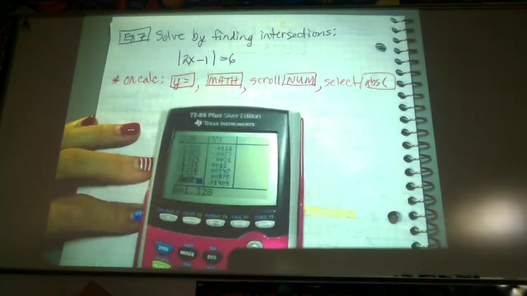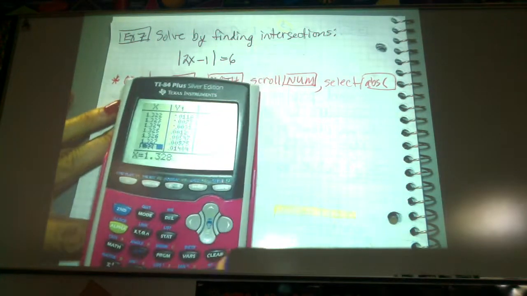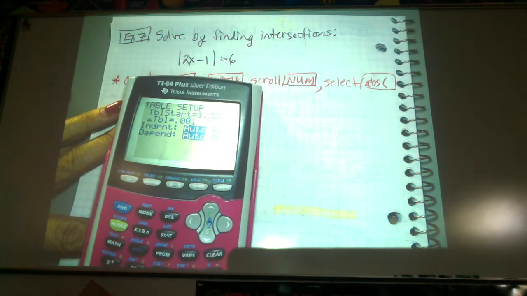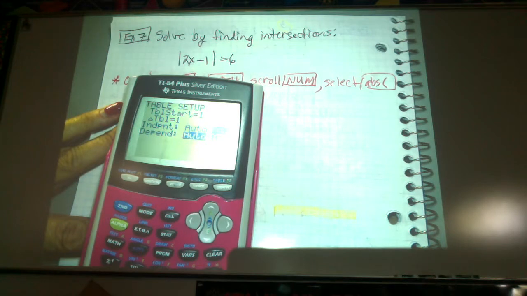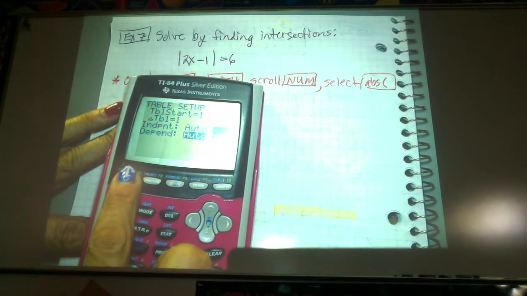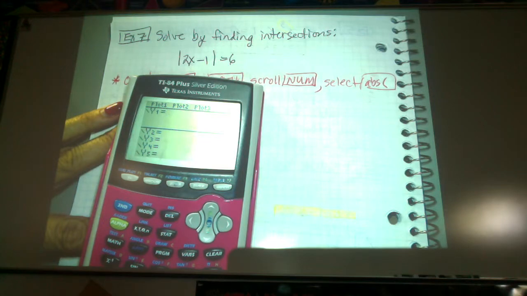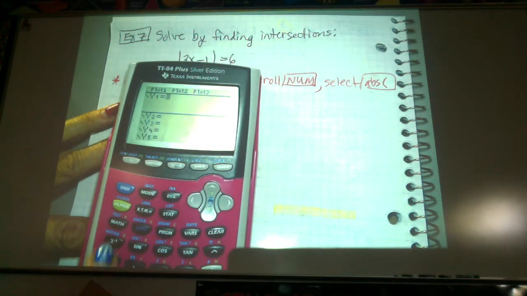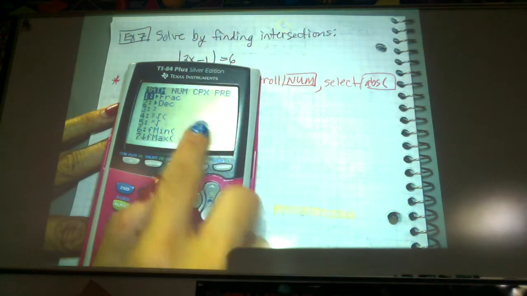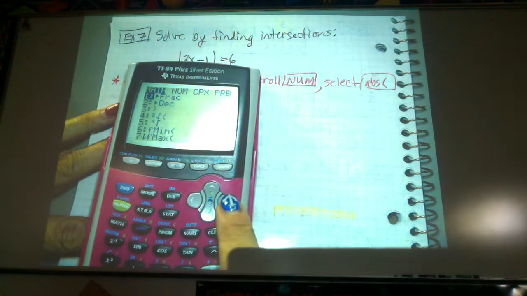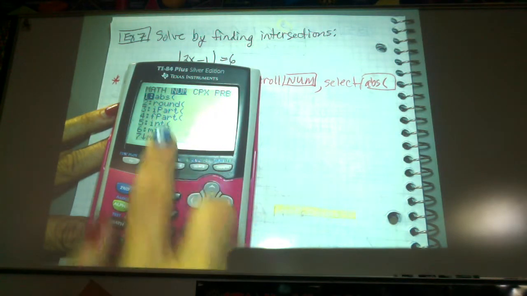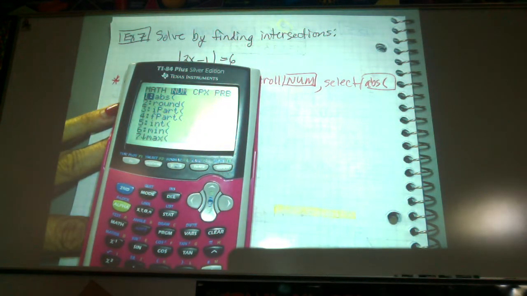First of all, let's fix our table set. Go back to second table set, and start at 1, hit enter. Change table should be 1, hit enter, and then change auto to ask, hit enter. Then go to y equals and clear that out. Here's our math button, right below alpha. See how I can scroll over to numbers? I have a menu within that menu, so scroll over to numbers, and I'm going to choose absolute value parentheses.